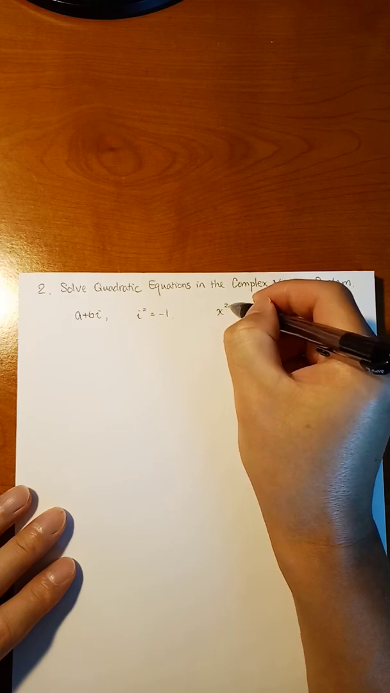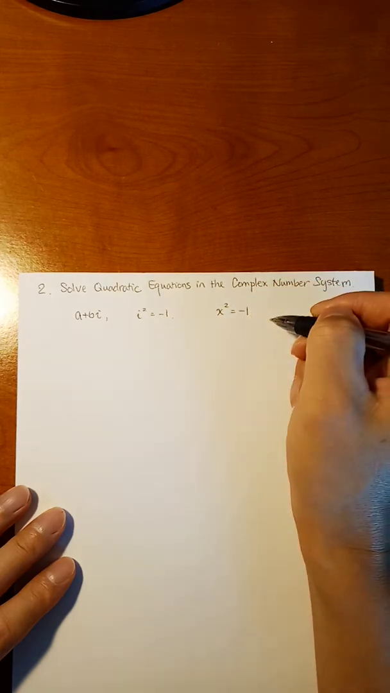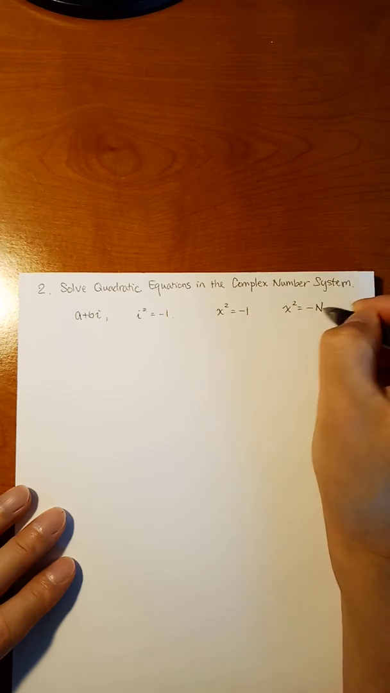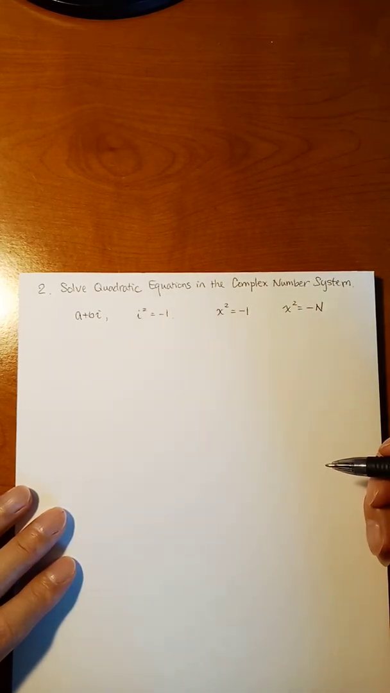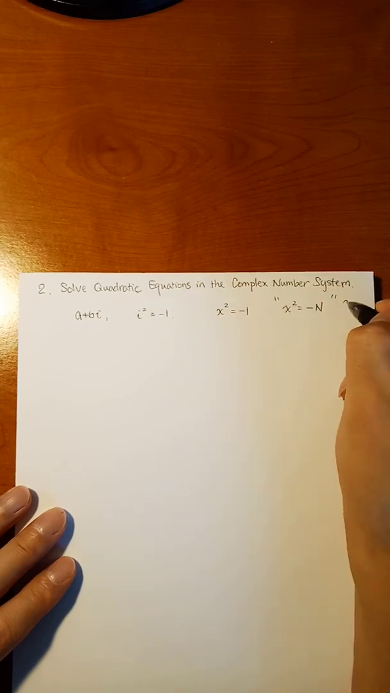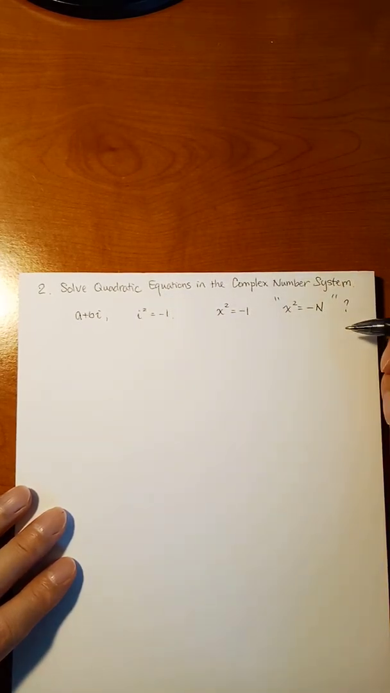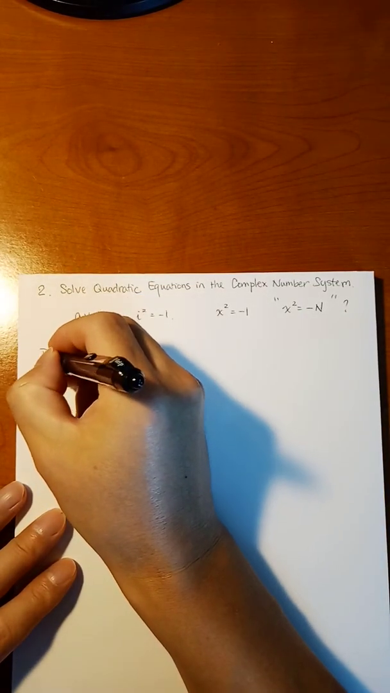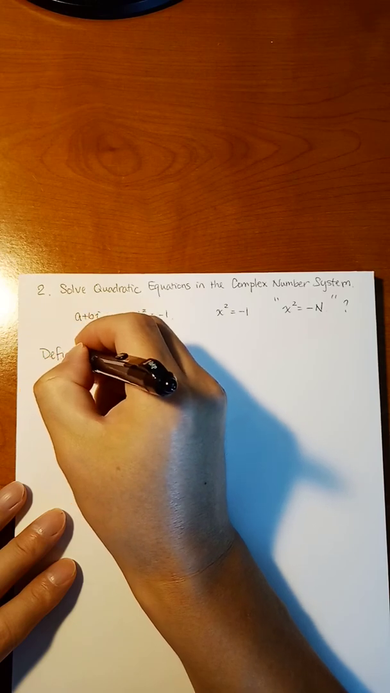So basically we just solve this equation. What happens if we have other, for example, other negative number? x squared is equal to some negative number. What is the solution? How do we define the solution of this one? Okay, so that's our first definition.